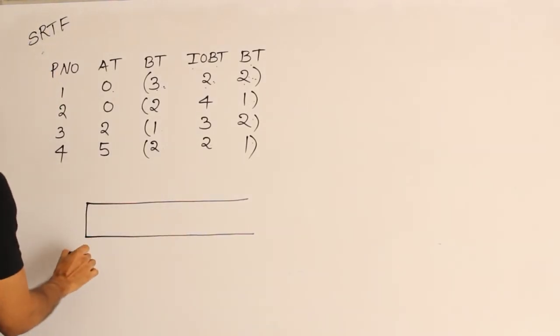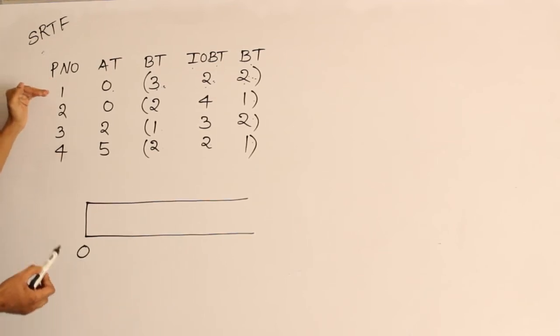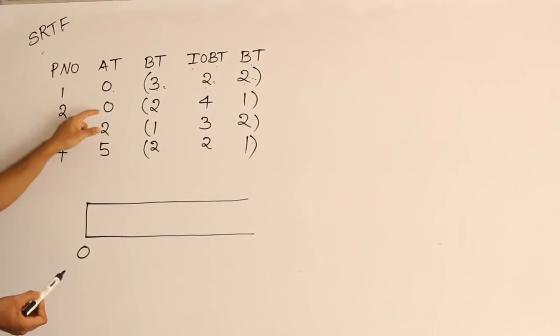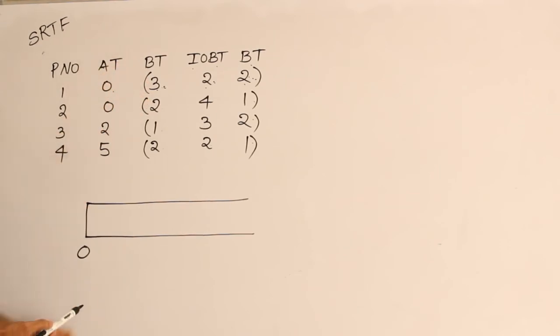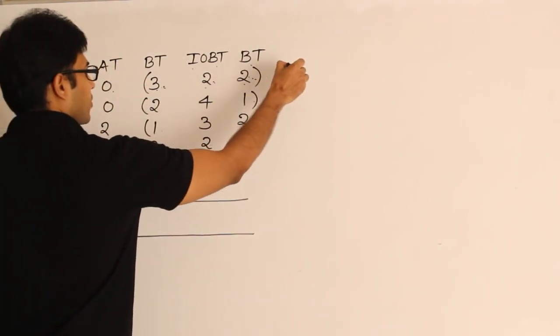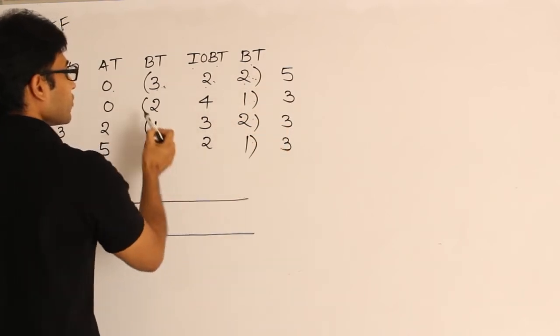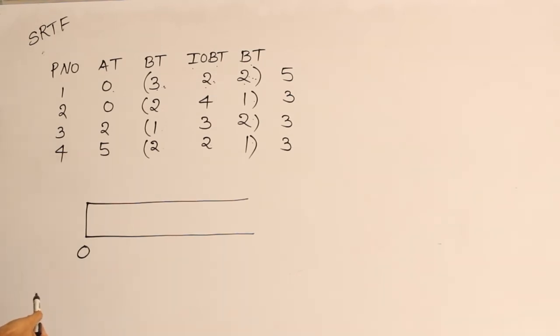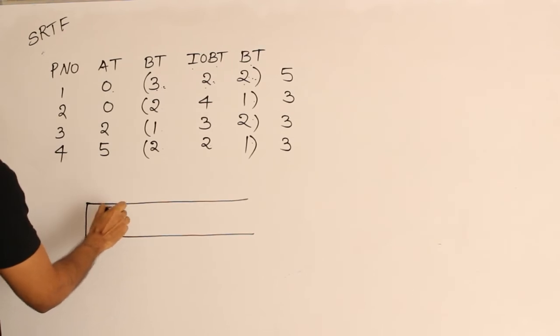Now at time t equal to 0, what are the processes that arrived? P1 and P2 arrived at time t equal to 0. We pick the one with the least burst time, so P2 is the one with the least burst time out of these two. P1 has a burst time of 5 and P2 has a burst time of 3, counting only CPU burst times. Therefore let me schedule P2 first.